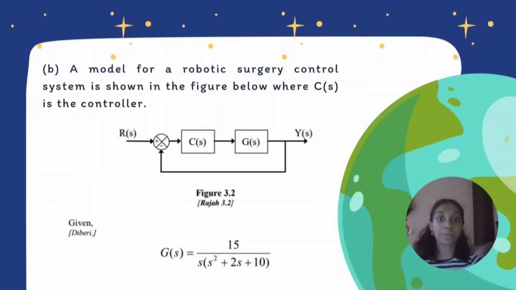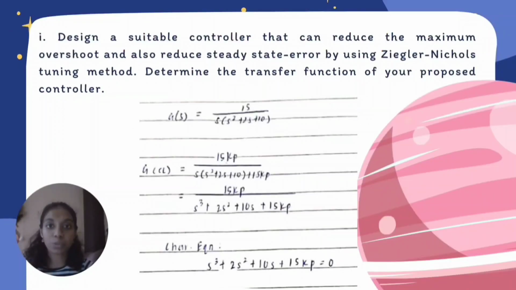So for question B, a model for a robotic surgery control system is shown below, where C(s) is the controller, given G(s) equals 15 over s(s squared plus 2s plus 5). So for question B, Roman 1, we'll be designing a suitable controller that can reduce the maximum overshoot and also reduce steady-state error by using the Ziegler-Nichols tuning method.